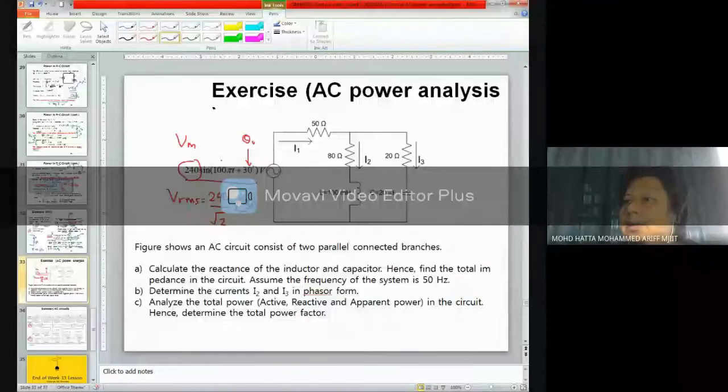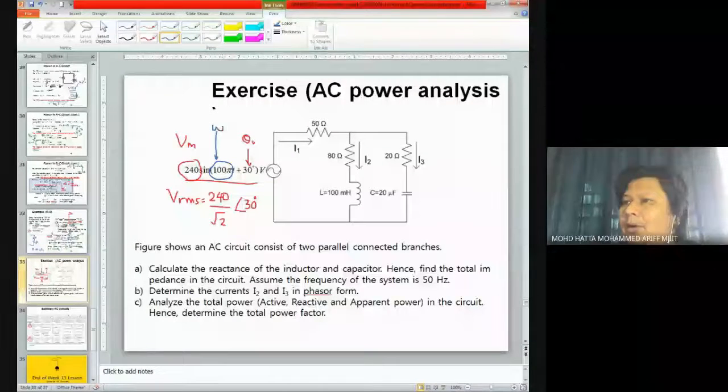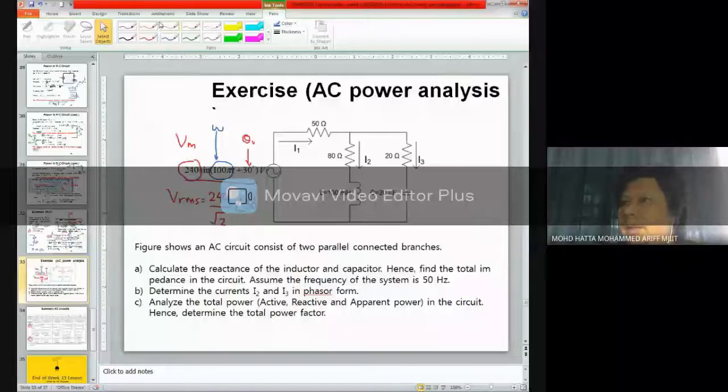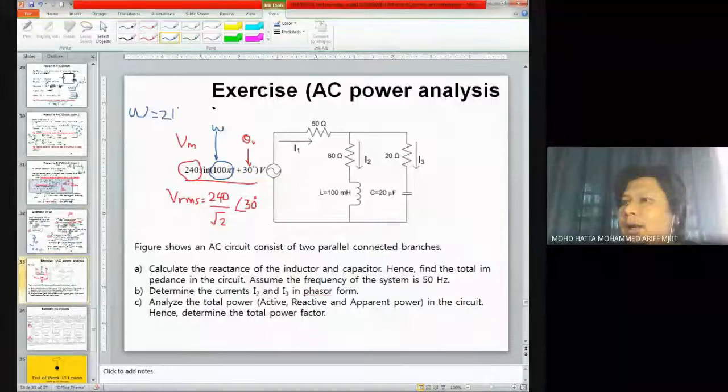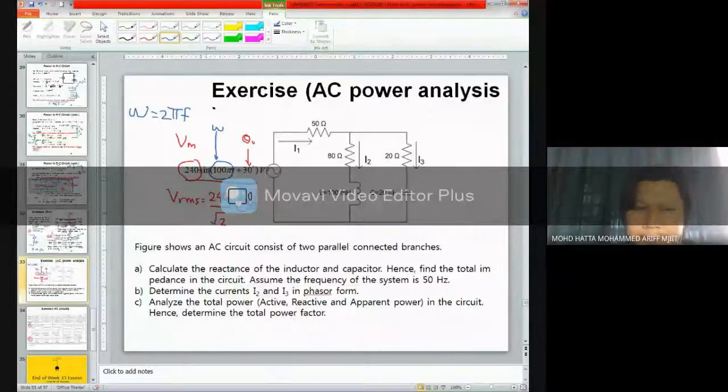Right, now the last information that we can capture from the voltage equation is this part. That is the information of our omega, where omega is given by 2 pi times frequency. So from here you can extract the value of your frequency if required.